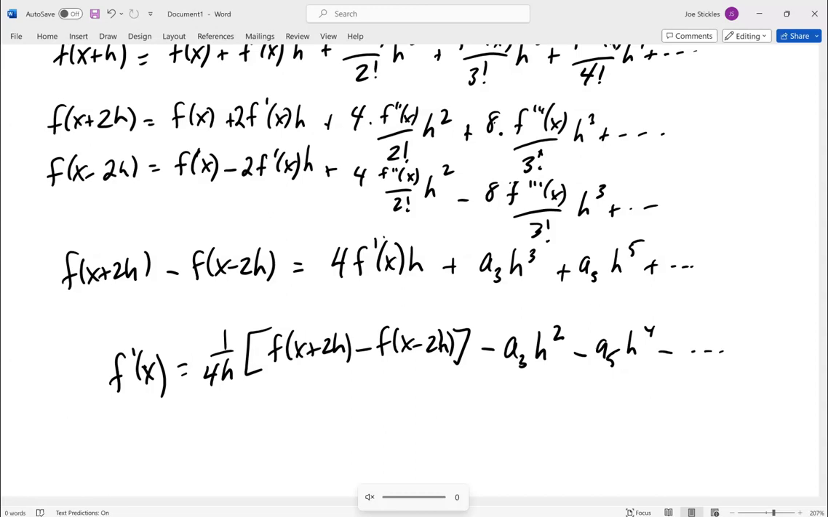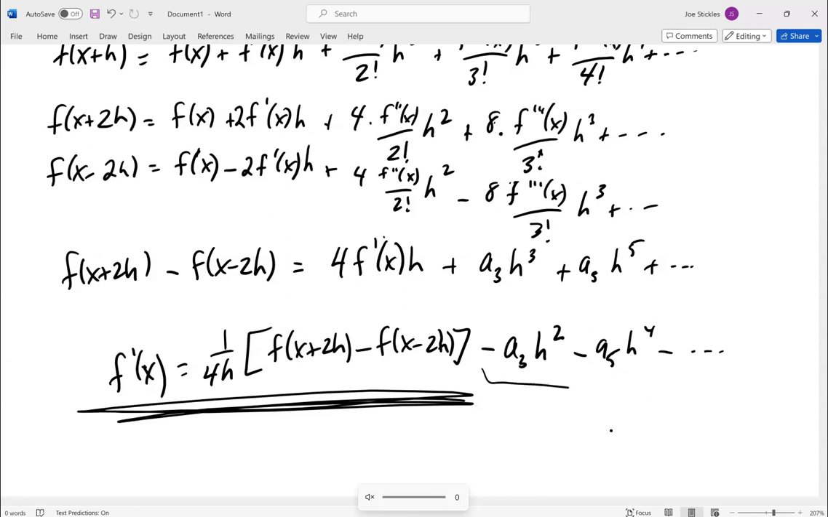What's it on the order of? H squared. It's order 2. Yeah, good. So this is what it means by establish that result. Here's our derivative approximation. This is the O of h squared part. The error is on the order of h squared in that case.